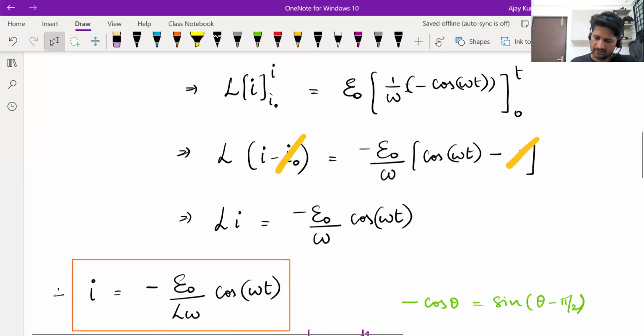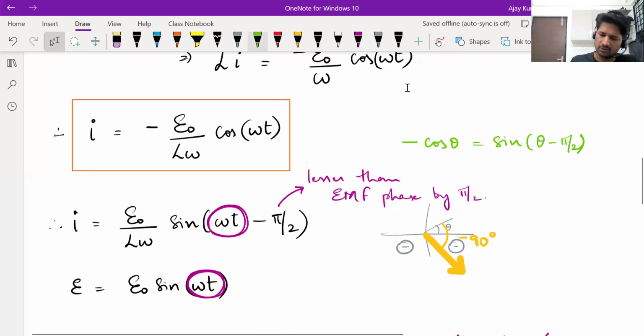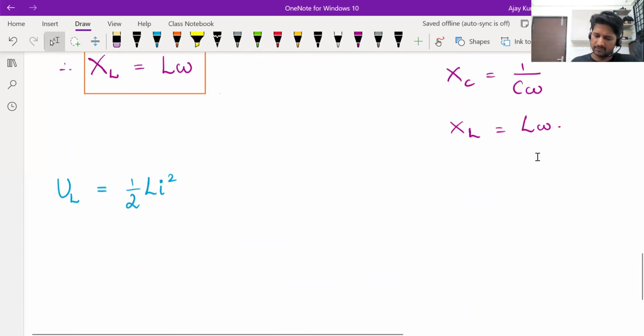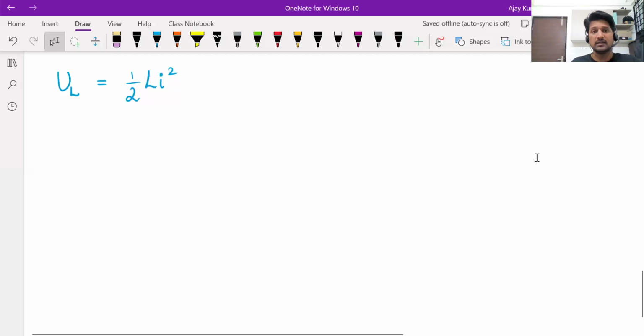We got current as minus E naught by L omega cos omega t. For some time this will be positive, and for some time this will be negative. The current we got is an alternating current. It keeps changing direction, and its magnitude also keeps changing. Now, if current magnitude keeps changing, then the energy stored in the inductor also keeps changing. You can write it this way.